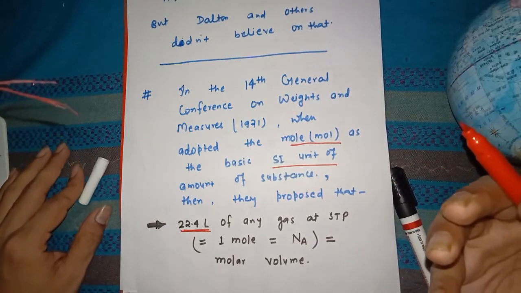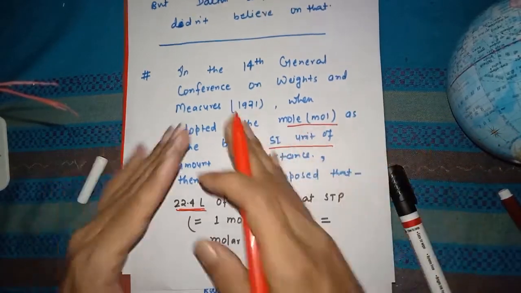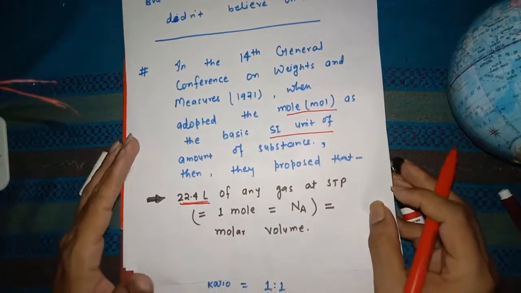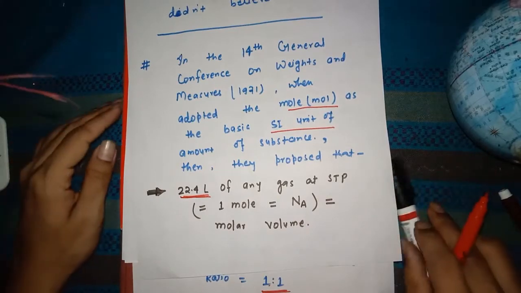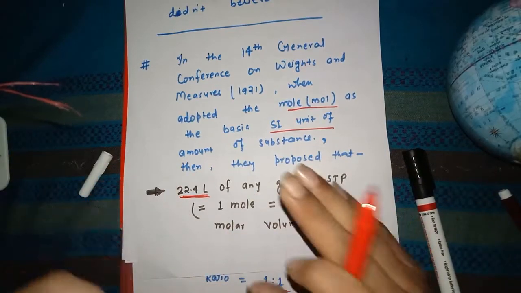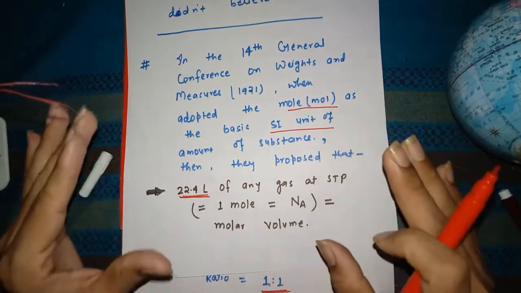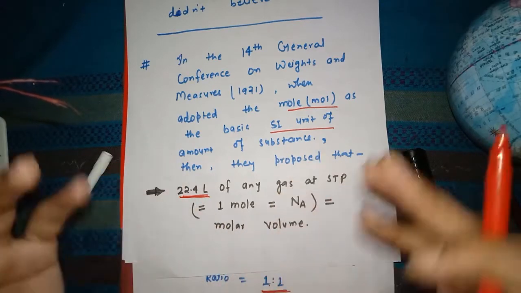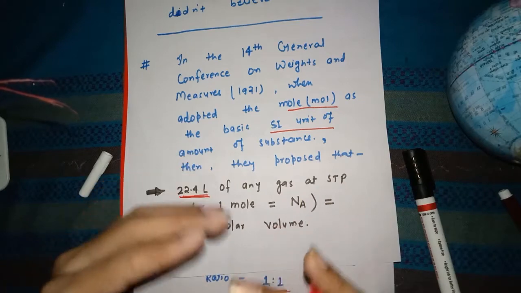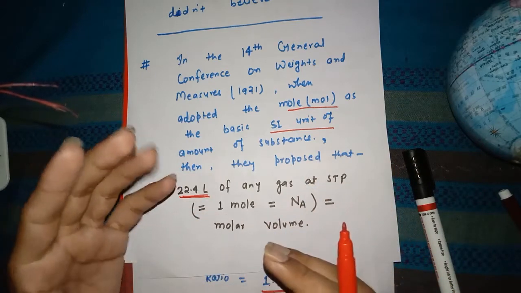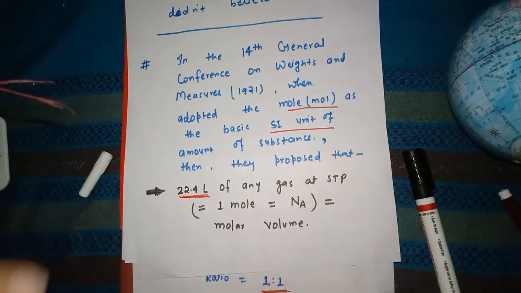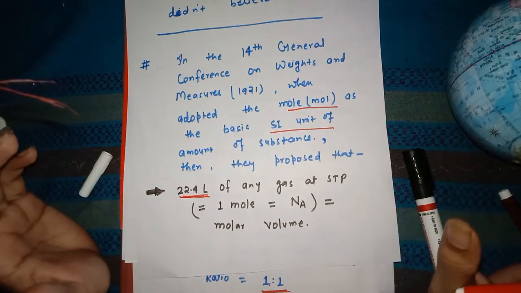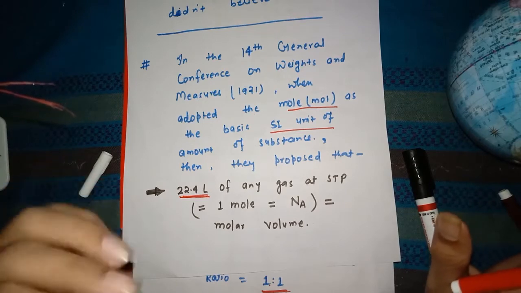So in the General Conference on Weights and Measures, all the scientists discussed it and proposed that you take 22.4 liters at STP of any gas or any matter in gaseous form, then count the number of molecules, and we call it 1 mole. Have you got it? What is 1 mole? Have you understood or not?